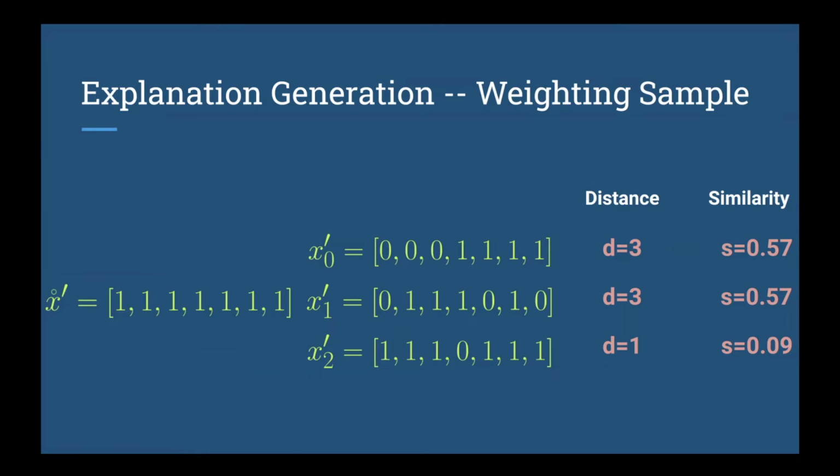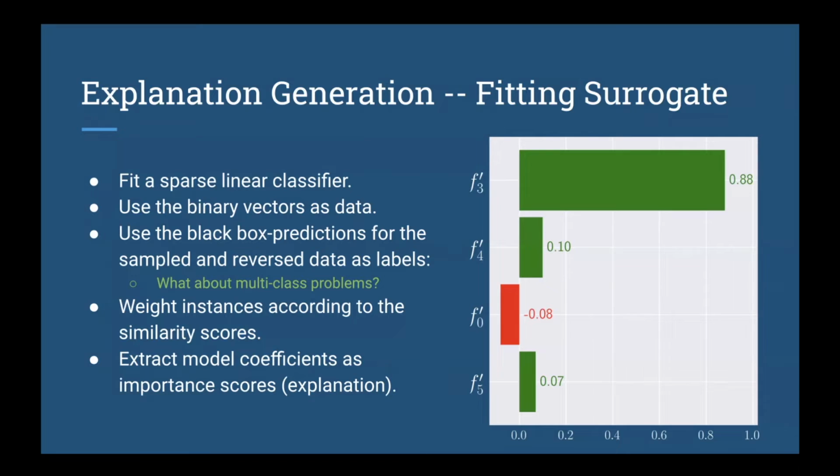Again, we can use distance and kernel to generate similarity if we want to indicate that, for example, we prefer a smaller number of segments removed, or any other way to somehow weight the samples. And then we again use the binary interpretable representation and the predictions of our black box for the sample to judge importance of each segment for a given prediction.